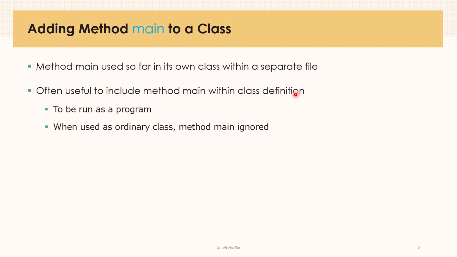Now, since we have the only method inside this class and it is used for running the program, then it is often useful to include this method within the class, because main is the only method inside the class that we use for creating objects of this class. Then the main method will be used to run the program, and when you define it inside a class as a static, then the class will be like an ordinary class and the main method will be ignored by the system.